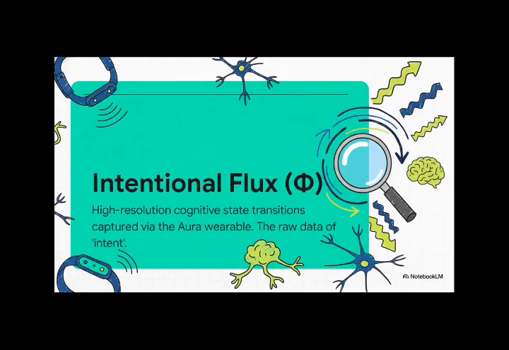And the second variable is intentional flux, or phi. Now this is the special sauce. This is the totally new, unique kind of data that the entire stack, from the physics all the way to those special sensors in the wearable, is built to capture. It's a high-resolution stream of data reflecting the subtle shifts in a person's cognitive state. In other words, it's the raw data of human intent.